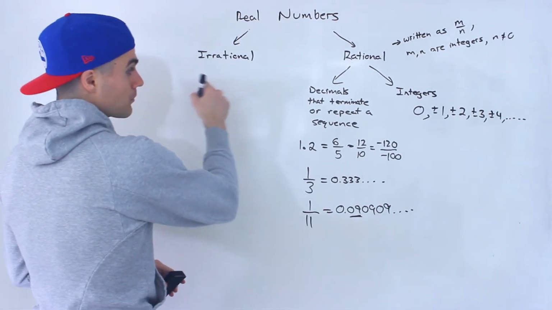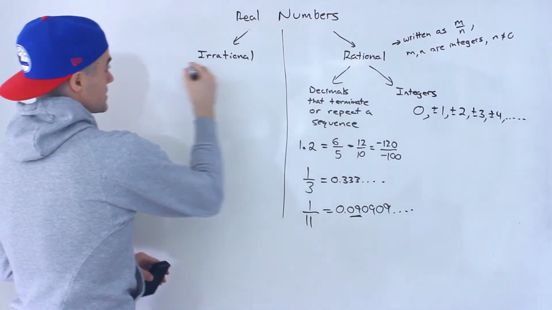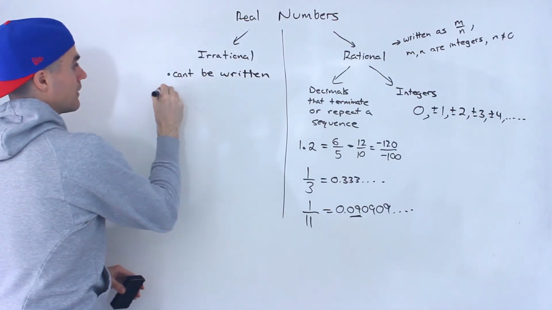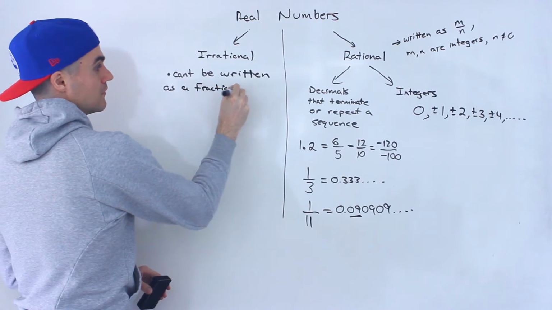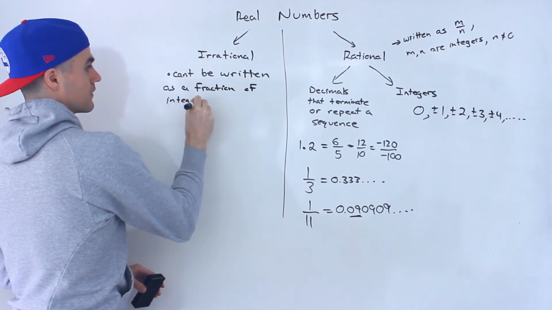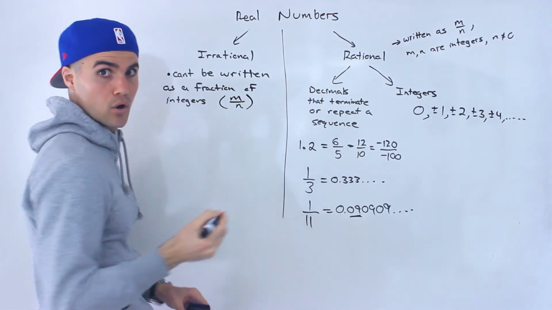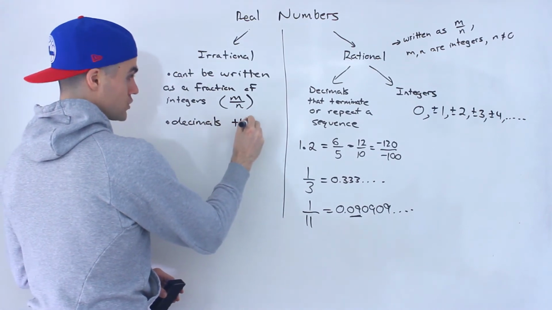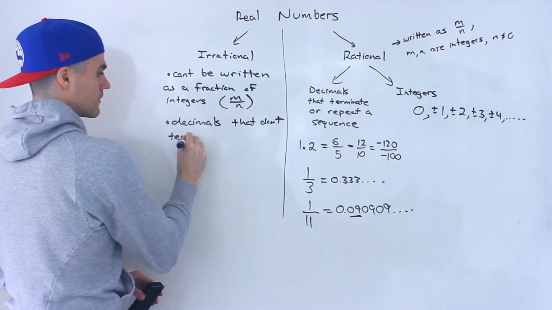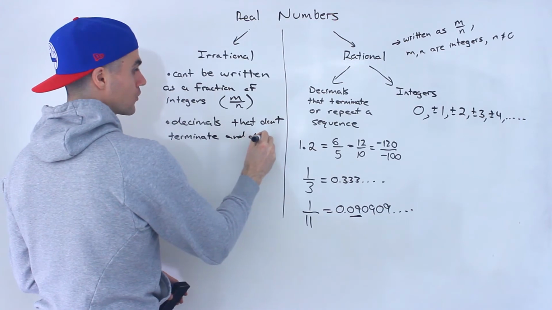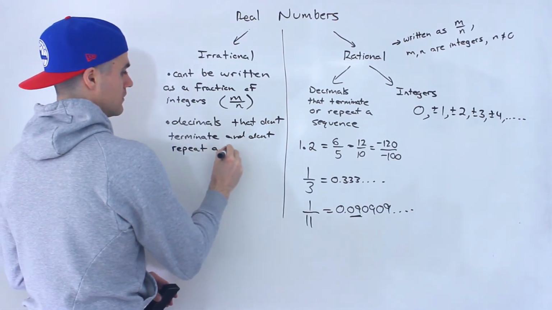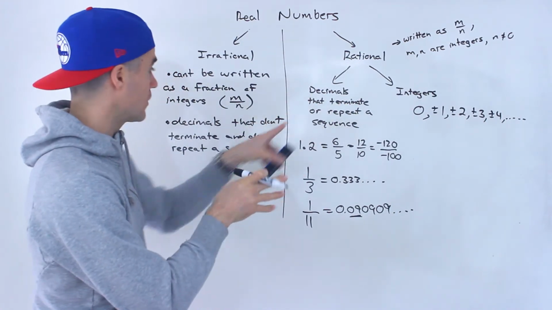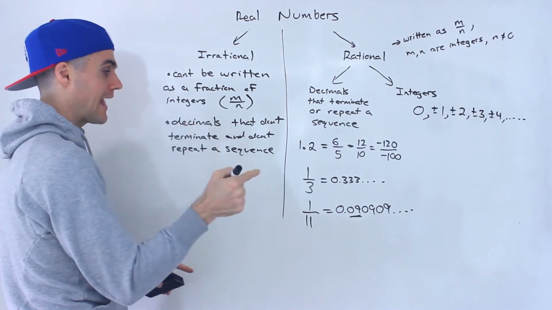Now, irrational numbers, knowing all of this, are basically the opposite. So irrational numbers can't be written as a fraction of integers. All right, so it can't be written as m over n. And more specifically, irrational numbers are decimals that don't terminate and don't repeat a sequence. Right, so here these decimals either terminate or repeat a sequence, one or the other. But irrational numbers are decimals that don't terminate and don't repeat a sequence.